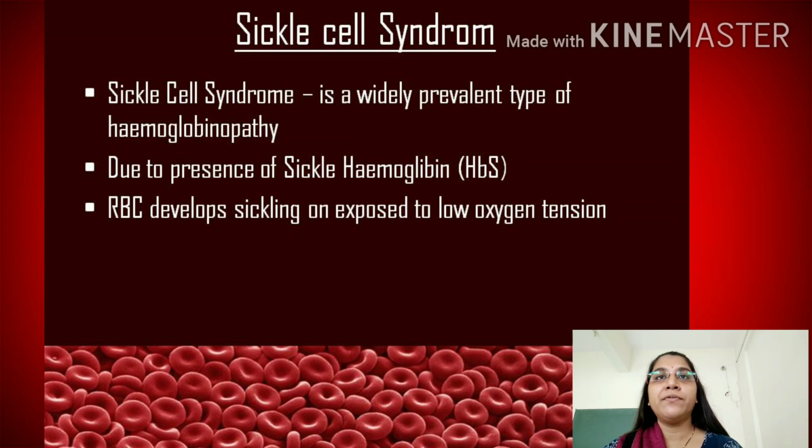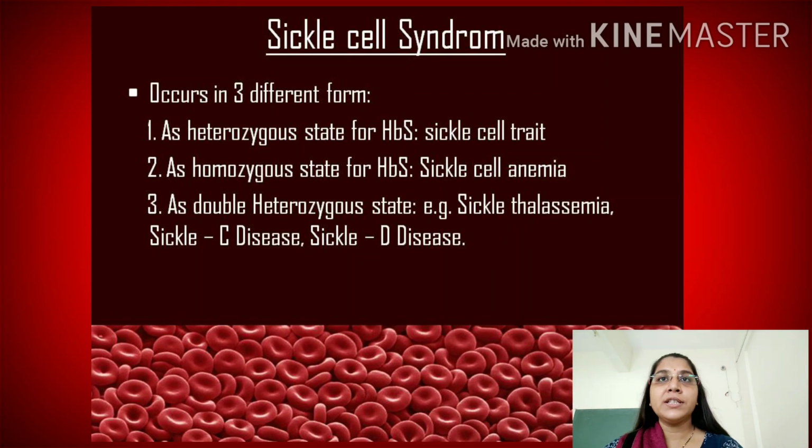Now, there are three different forms of sickle cell syndrome. Firstly, the heterozygous state. For this, sickle hemoglobin is known as sickle cell trait. Sickle cell trait does not have all the symptoms of sickle cell anemia, but has a lesser extent of symptoms or none. But there is the presence of the genetic material of sickle hemoglobin. The second state is the homozygous state for sickle cell anemia. That HbS is known as sickle cell anemia.